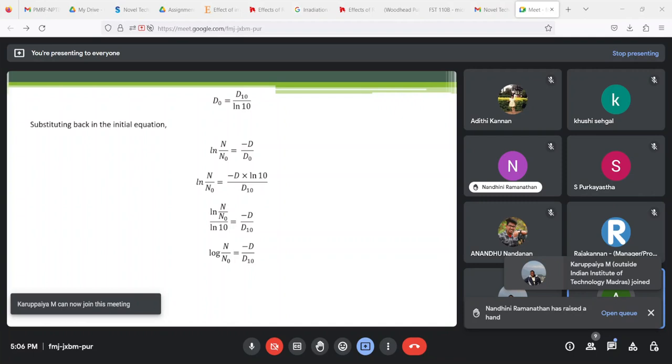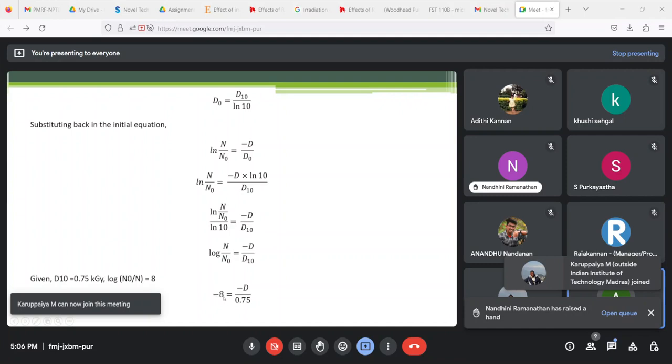Okay, so given in the equation, D10 is given as 0.75 kilograms and 8 log reduction cycles is what has happened. So log of n naught by n is given as 8. So you are substituting it in this equation. So log of n naught by n is 8, so log of n by n naught is minus 8. That is how you have a negative sign here.